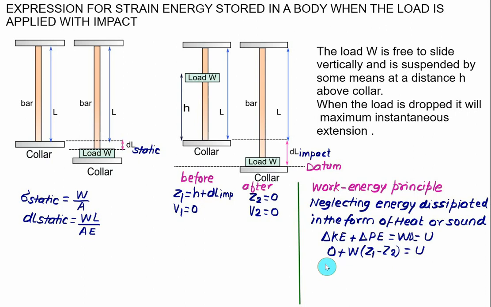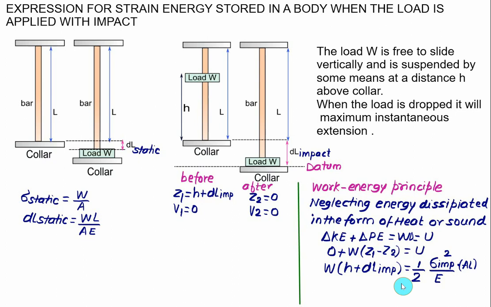So we have W, and here Z1 is equal to h plus the deformation due to impact loading, equal to the strain energy, and this value of strain energy in the form of impact stress is given as 1 by 2 times the corresponding stress produced, called the impact stress, squared, multiplied by volume. Volume is A multiplied by L, divided by Young's modulus E. So if we are able to solve this equation, then we can find the value of impact stress.